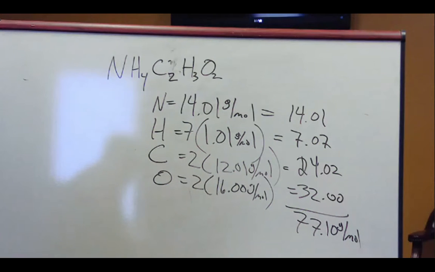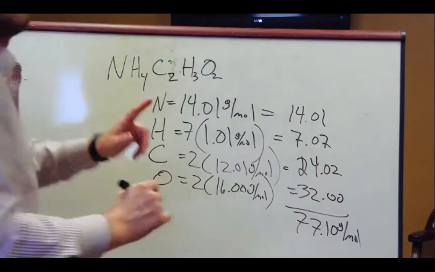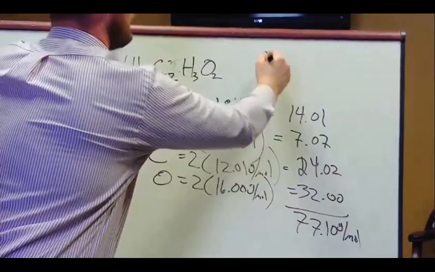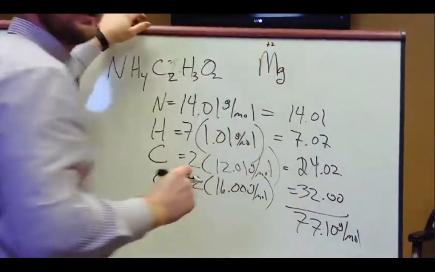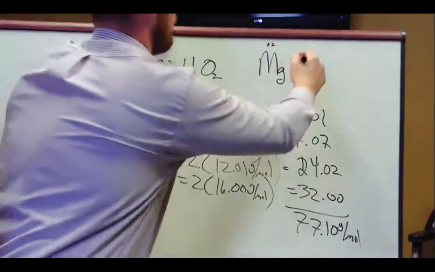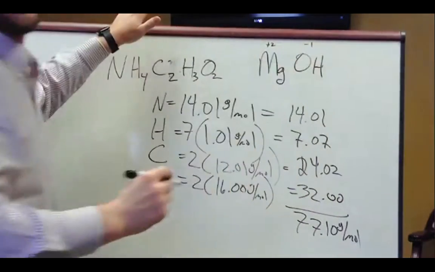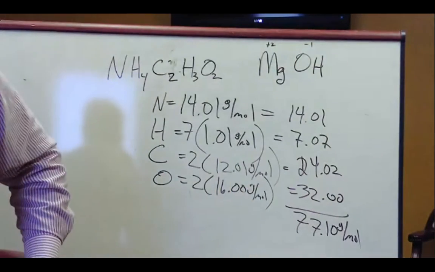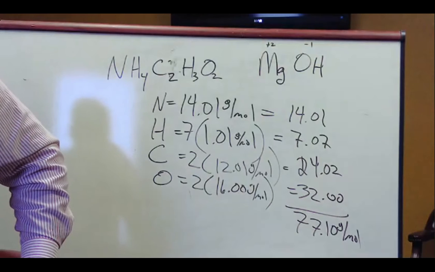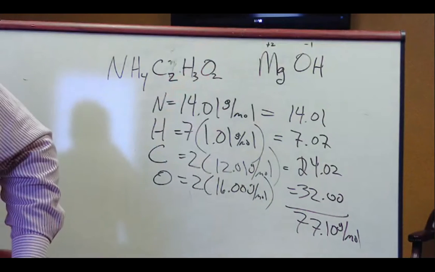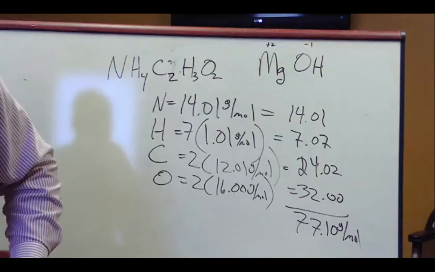Let's say we're going to do magnesium hydroxide. So we have magnesium. Magnesium has a +2 charge. Okay? And now we have hydroxide. Hydroxide has a -1 charge according to table 3.4. So how many hydroxides do we need to neutralize that charge on the magnesium? That's exactly right. We need 2 of them.